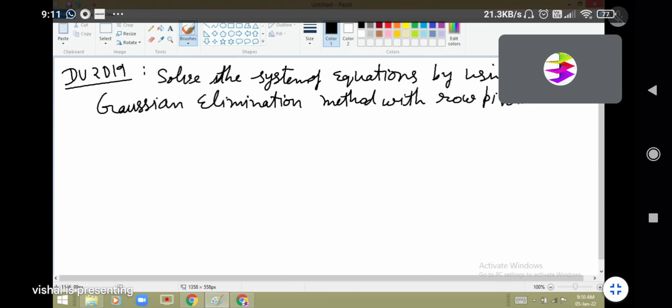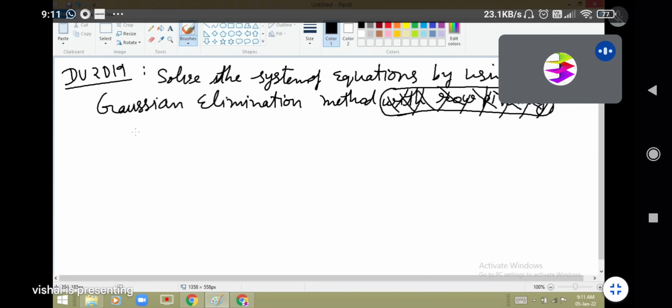This is the question, but in today's class I am going to tell you only solve the system of linear equations by using Gaussian elimination method, not row pivoting. Row pivoting method I am going to tell you next week.